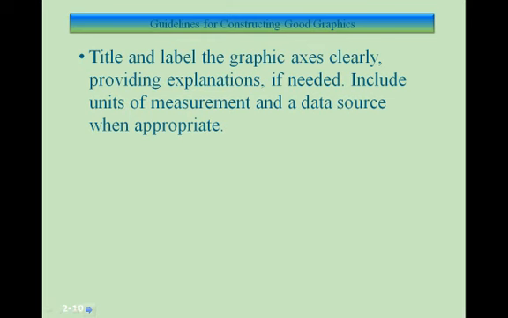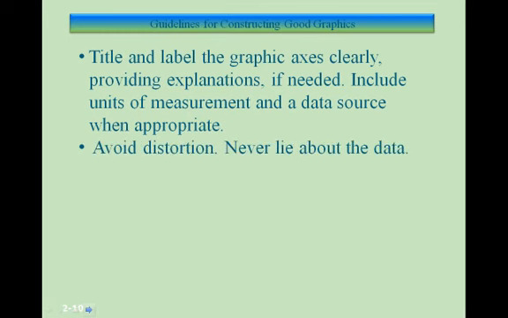So here are some guidelines for constructing good graphics. First, we need to title and label the graphic axes clearly, providing explanations if needed. We include units of measurements and a data source when appropriate. Next, we avoid distortion. Never lie about the data.